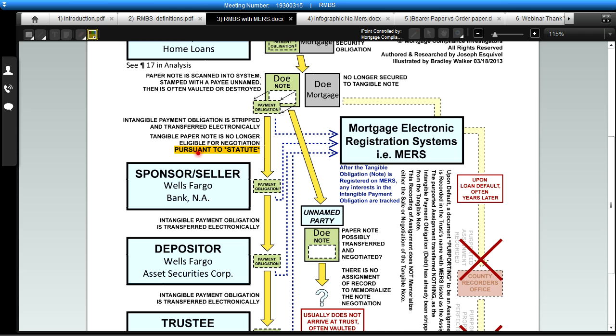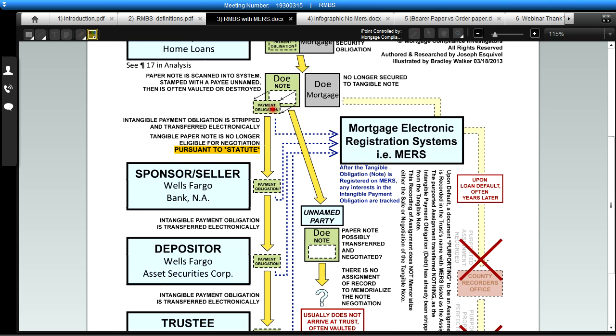So for this instance, let's just say we're going to talk about just Uniform Commercial Code 3-203D, which states if a transfer purports to transfer less than the entire instrument, negotiation of the instrument does not occur. The transferee obtains no rights under this article and has only the rights of a partial assignee. So what they've done is they've stripped out this intangible payment obligation and they've sold it to the sponsor seller.